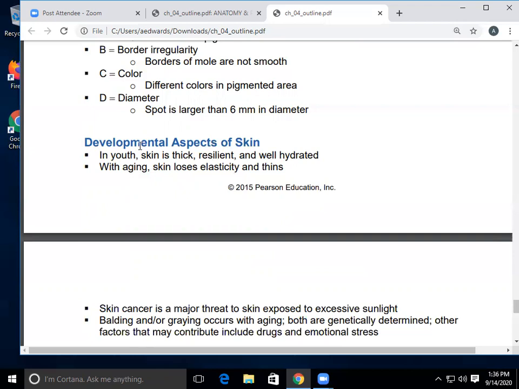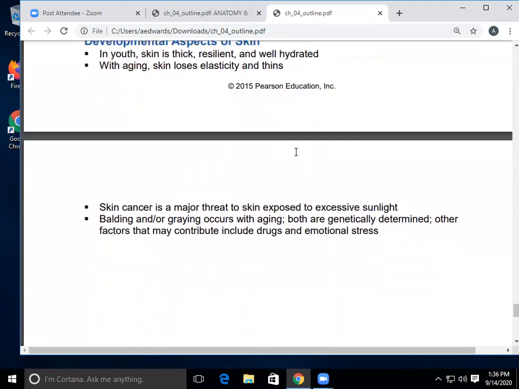All right, so with development, fortunately, when you're young, your skin's thick and well hydrated, very resilient. As you get older, skin becomes less elastic and gets thinner. So skin cancer, if you're exposed to excessive sunlight, skin cancer is a potential threat.